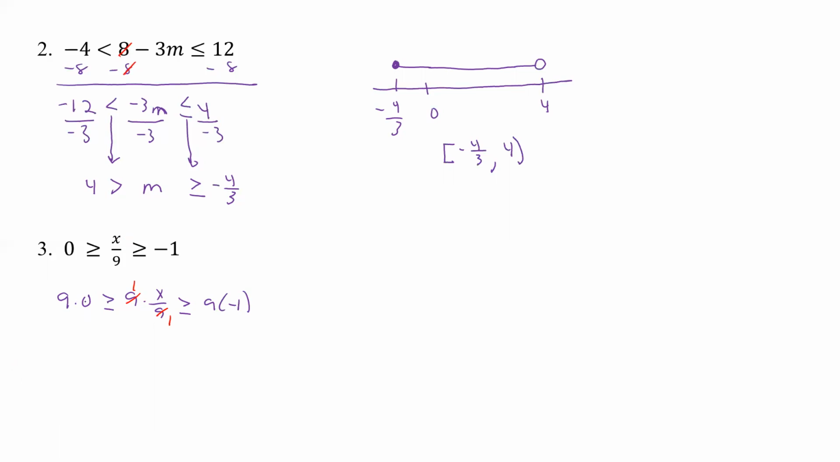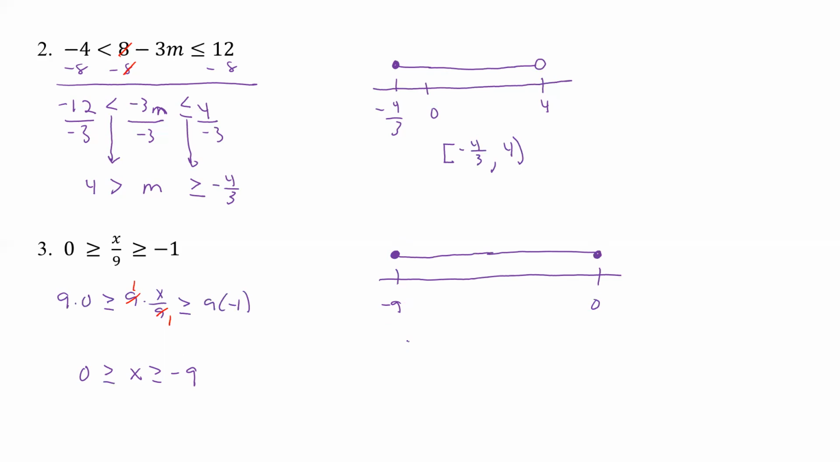And now 9 times 0, well, that's 0. Well, that's greater than or equal to x, and that's greater than or equal to a negative 9. So how does that look on our graph? Well, that's 0, that's our negative 9. So x is less than or equal to 0, so we have a closed circle here, and we're going that way. But x is greater than or equal to a negative 9, so we have a closed circle here, going that way. They meet in the middle, and that is our graphical representation.